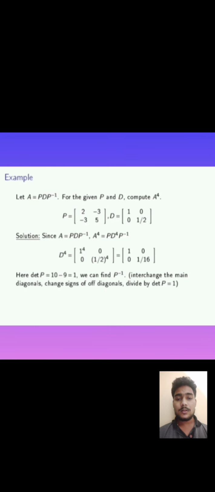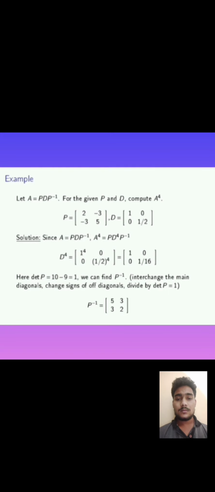D power 4 is equal to the matrix 1 power 4, 0, 0, (1 by 2) power 4, that is equal to 1, 0, 0, 1 by 16. Here the determinant is equal to 1, so we can find P inverse. P inverse is equal to the matrix 5, 3, 3, 2.